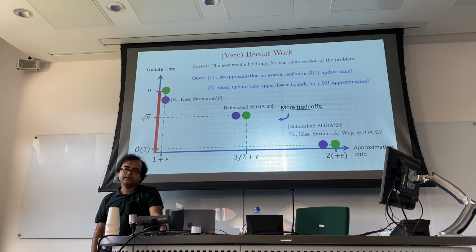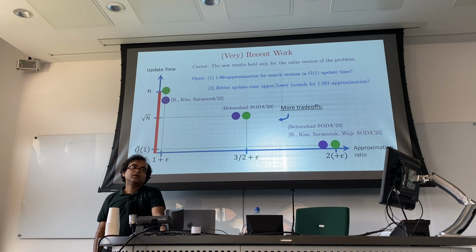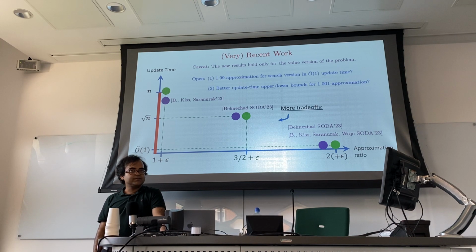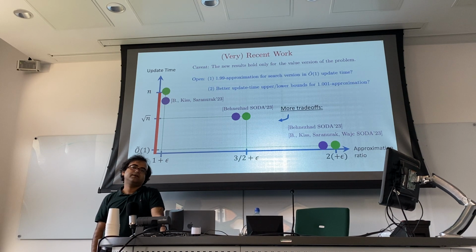And this reduction works generically only for bipartite graphs. For general graphs, on a case by case basis, it has been observed that this reduction works. But that, I think, is also another very interesting open question. For general graphs, can somebody give a reduction from dynamic unweighted matching to dynamic weighted matching?